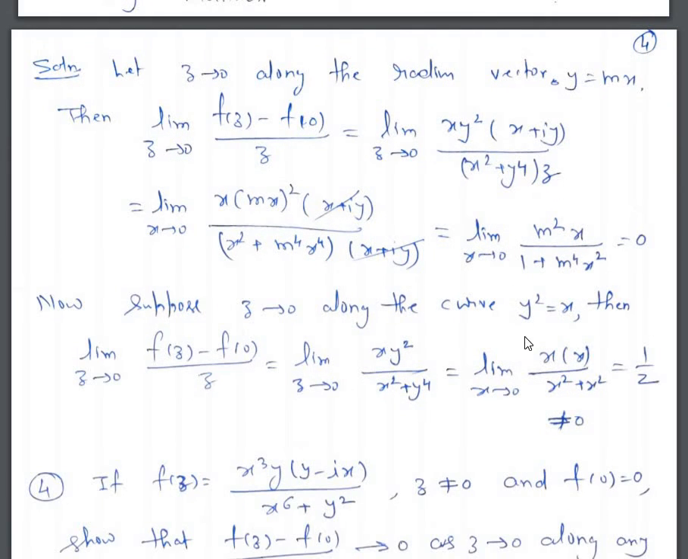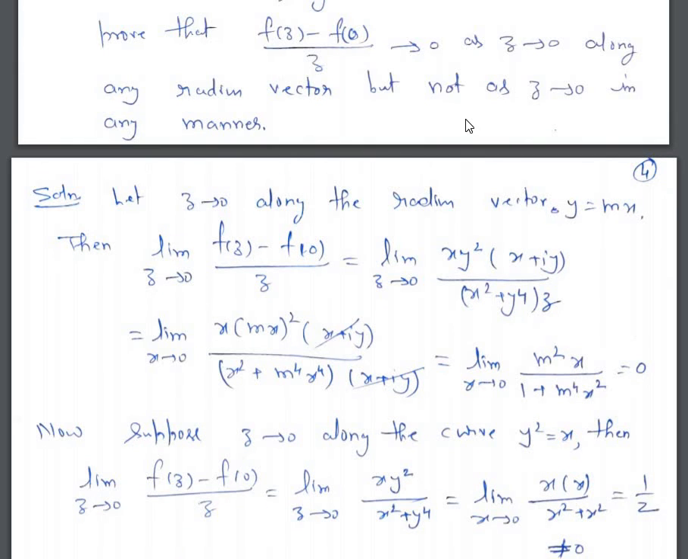So suppose we take this curve y square is equal to x, part of the parabola, then limit z tending to 0 of (f(z) minus f(0)) upon z is equal to limit z tending to 0 of xy square upon (x square plus y to the power 4). Now in place of y square we put x, so we have limit x tending to 0 of x into x upon (x square plus x square), which comes out to be 1 by 2. That means this limit is not equal to 0. So that's what we had to show.